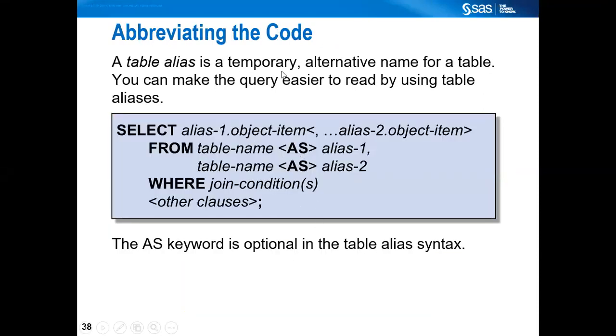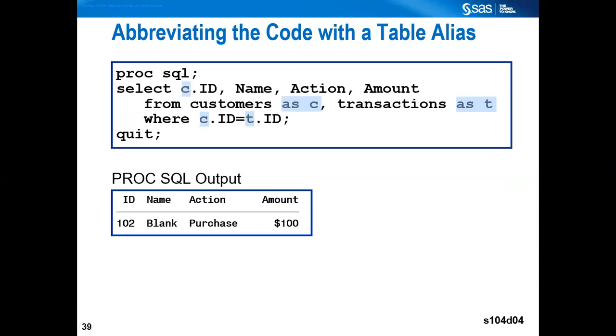So table alias is a temporary alternative name for a table. You can make the query easier to read by using table aliases. You give the join conditions. The AS keyword is optional in your table alias syntax. In case you do not want to give an alias, no need of writing. Hence it's shown in optional brackets. This is how it's telling. All right.